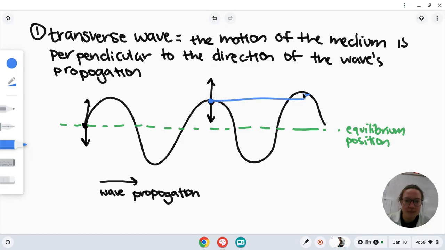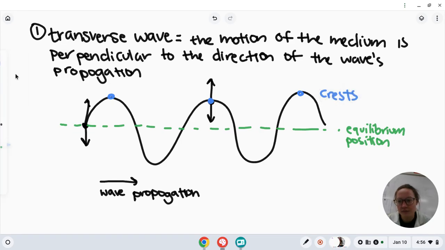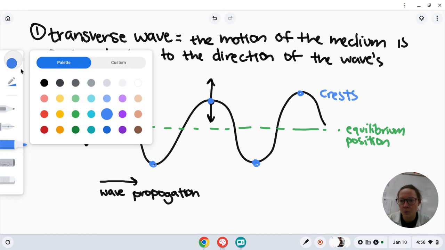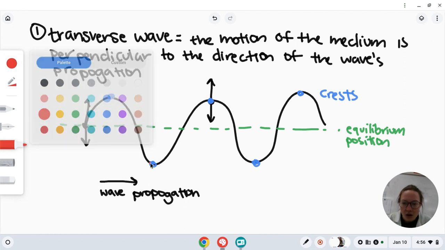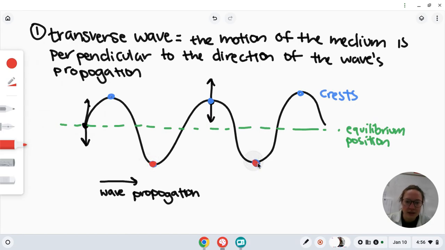The next thing that you need to know that I like to label here is all of the little peaks of a transverse wave. We call these peaks the crests of the transverse wave. And all of the low points on the transverse wave, here and here and here, let's change out our color really quick so we can distinguish. Let's make it red. All of the low points on the transverse wave here and here, we call these the troughs. The crests are the peaks and the troughs are the valleys.